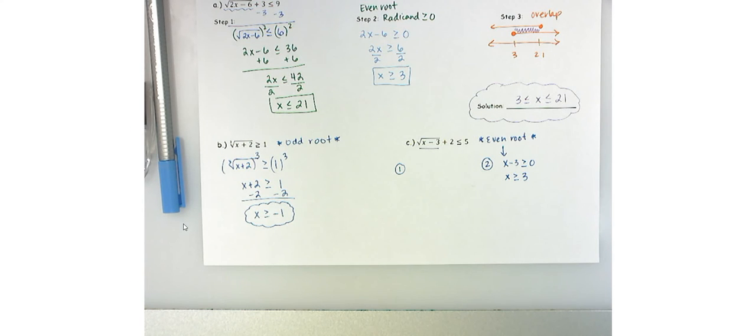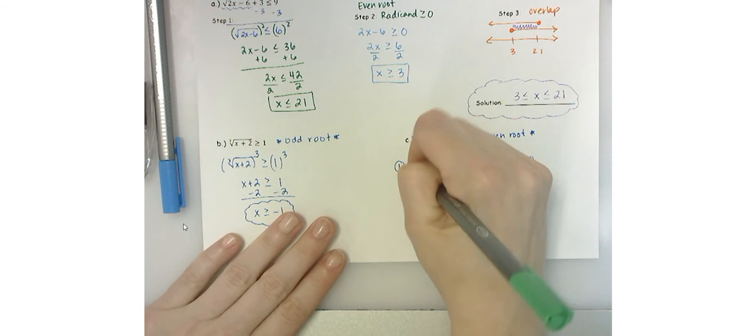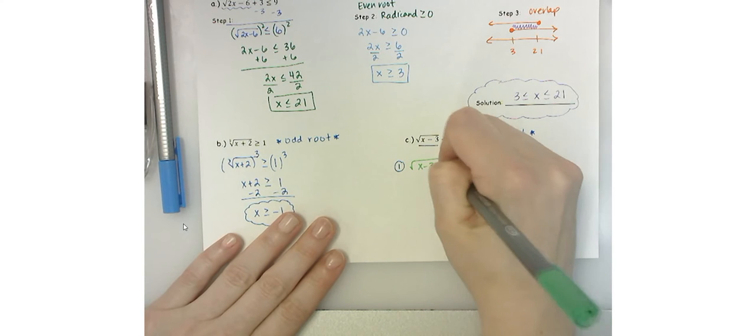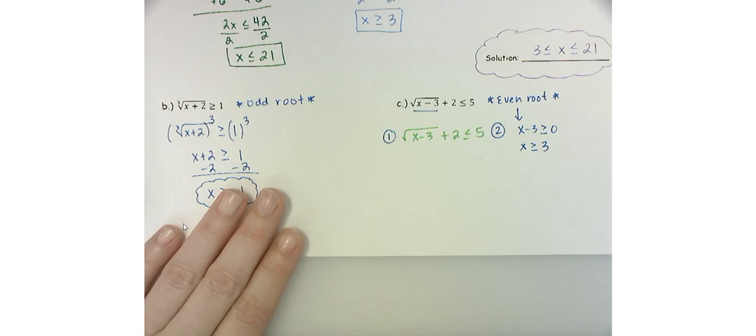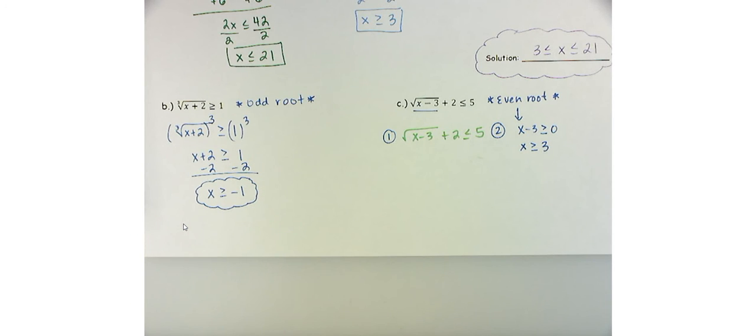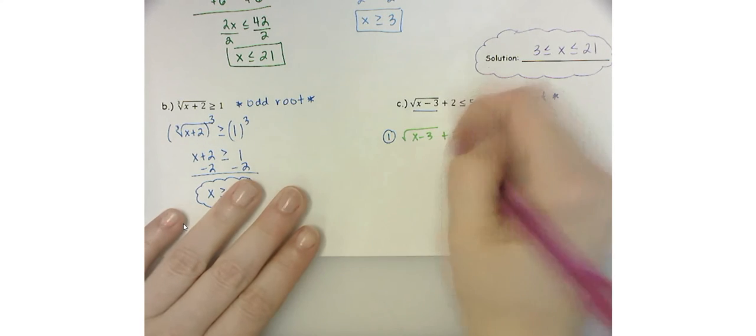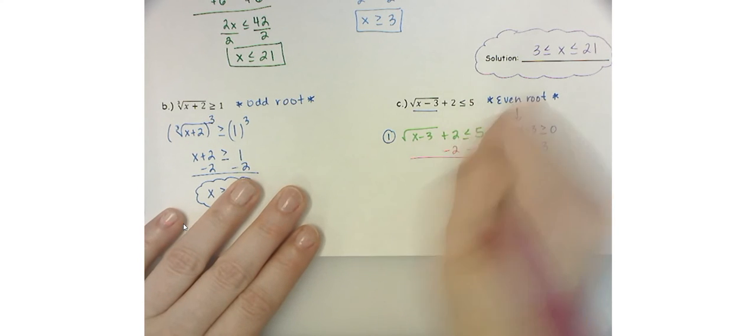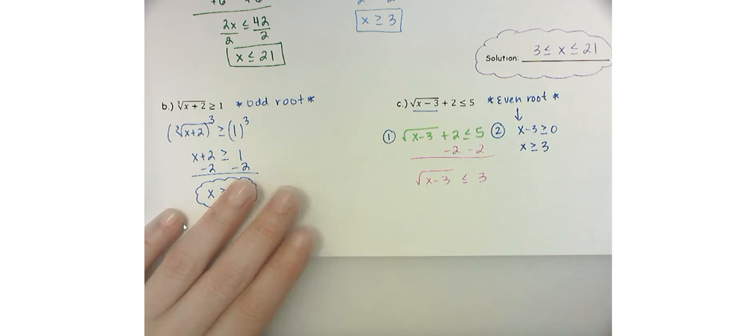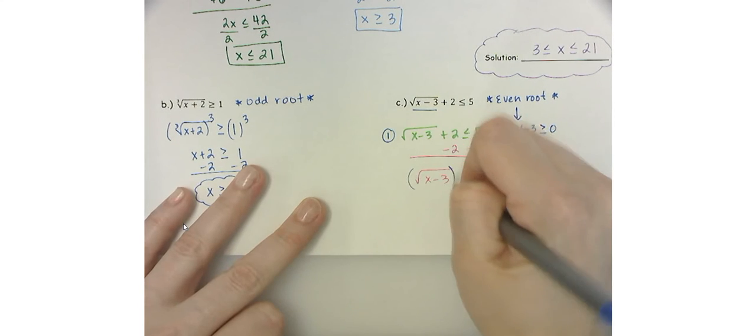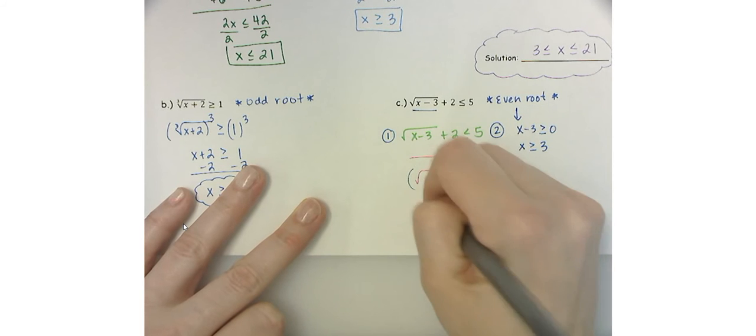Okay, so Damien, what'd you do first to solve for this one? Well, subtracted 2 from each side. Good. And then after that, square. Good. Yep, you gotta square both sides. So you have x minus 3 is less than or equal to 9. And then you're gonna add 3. Okay, so we have these two here. So now we're going to find where they overlap.